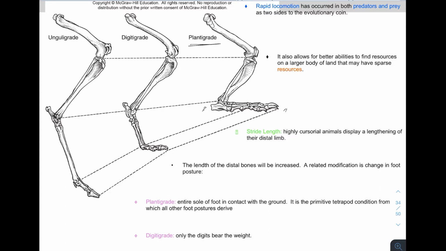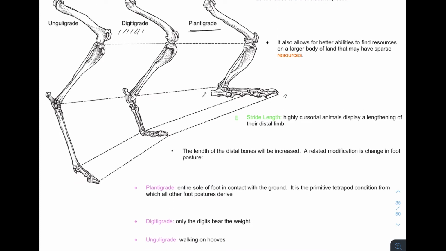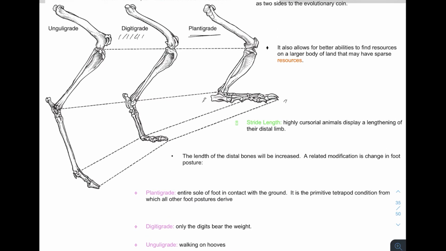However, that's not the only way of doing it. When you look at a cat, you realize that the foot looks quite different, or the paw, I should say. And the reason why is because they are digitigrade, which means that their digits are making contact with the substrate. If you want to think about it from your perspective, when you stand on the ball of your foot and you lift your heel up, that would be what a digitigrade posture would be like.